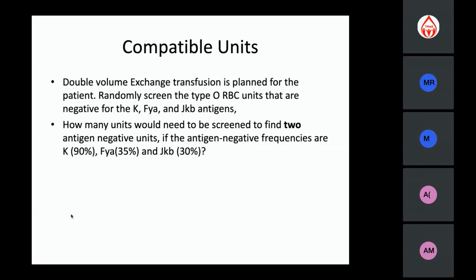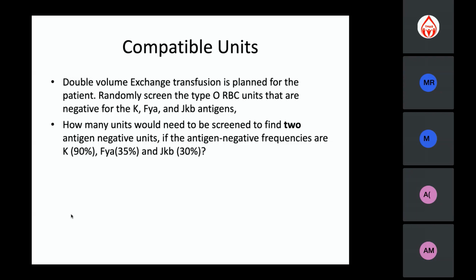Coming to the compatible units for this patient, the fetal newborn was planned for a double volume exchange transfusion. So we are asked to randomly screen type O RBC units which are negative for capital K, Duffy A, and JKB antigens. How many units would need to be screened to find 2 antigen negative units? The antigen negative frequencies are given. Capital K negative frequency is 90%, Fya negative frequency is 35%, and Jkb negative frequency is 30%.